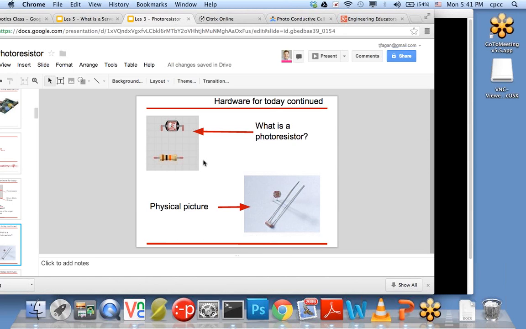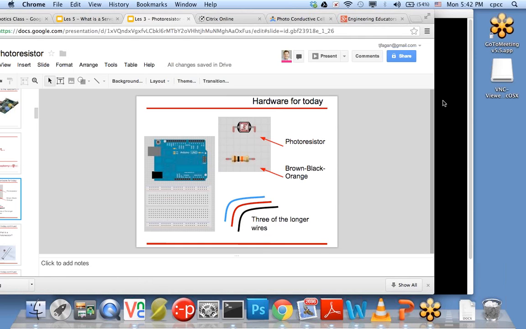One thing is, this is the physical picture. I'm going to lower everybody's hands, and let me know if you have everything for today by raising your hand. Let me go back to that slide. All right.